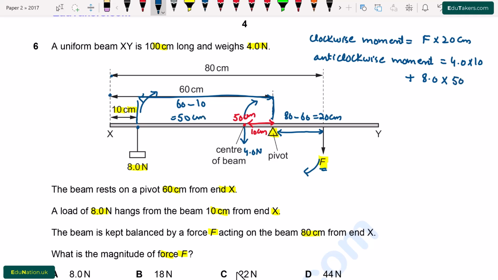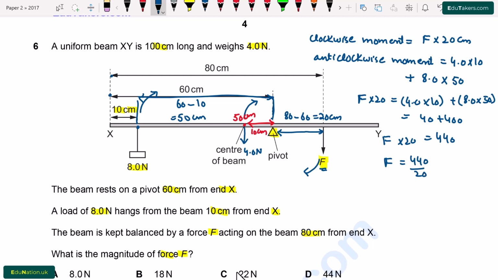Next, the clockwise moment will be equal to the anti-clockwise moment. So I write here F multiplied by 20 will be equal to 4.0 multiplied by 10 plus 8.0 multiplied by 50, and this will be equal to 40 plus 400, which is equal to 440. This is the value of F multiplied by 20, but we have to find out the value of force. So this will be equal to 440 divided by 20. The force will be equal to 22 Newton.